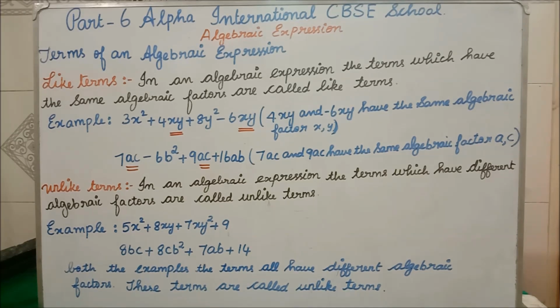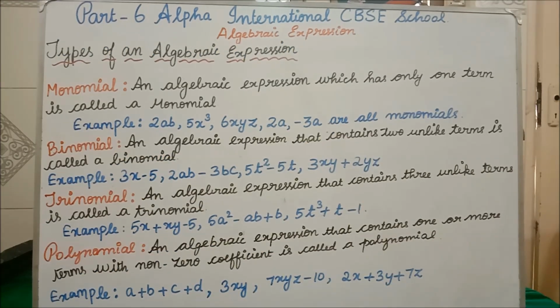Next, we are moving to the types of algebraic expressions. Now we are going to see the types of an algebraic expression. So how many types are we having? We are having 4 types. The first type is monomial, the second type is binomial, the third type is trinomial, the fourth type is polynomial. First type is what? Monomial. Second? Binomial. Third? Trinomial. And the fourth type is polynomial.